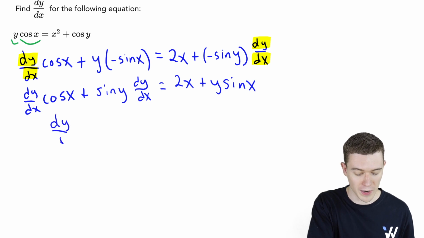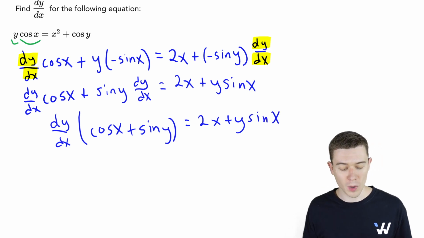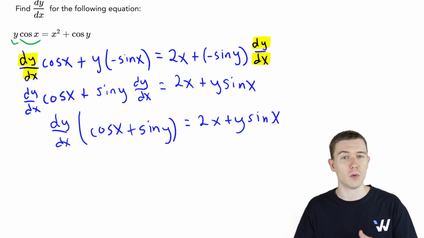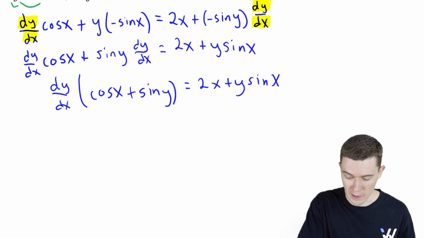We'll pull out that dy dx from the cosine of x and the sine of y. Nothing to do with the right-hand side right now. And now we're just one step away. We want to solve for dy dx. We'll just divide both sides by whatever's next to it. This is going to be our answer.